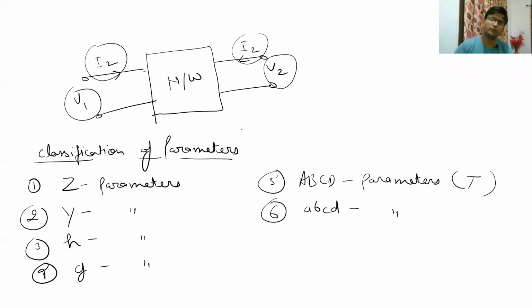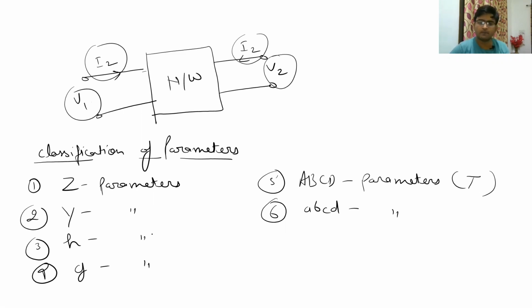Depending upon the relationship between these variables, V1, V2, I1 and I2, we have a total of six types of parameters. These are called Z parameter. It is also called open circuit parameter or impedance parameter. Then we have Y parameter. It is also called short circuit parameter or admittance parameter.